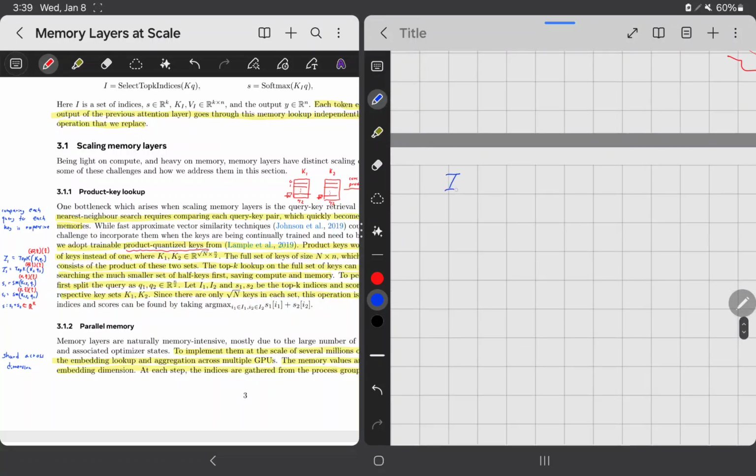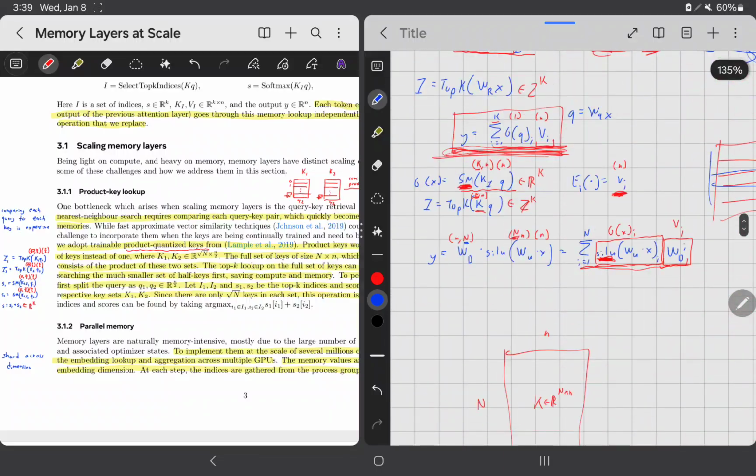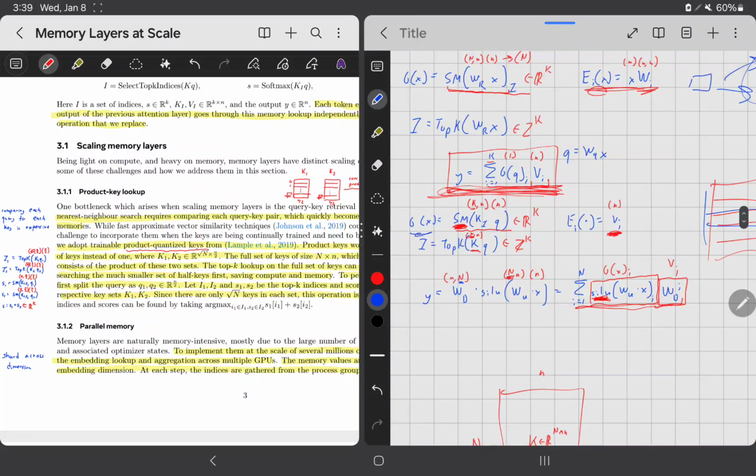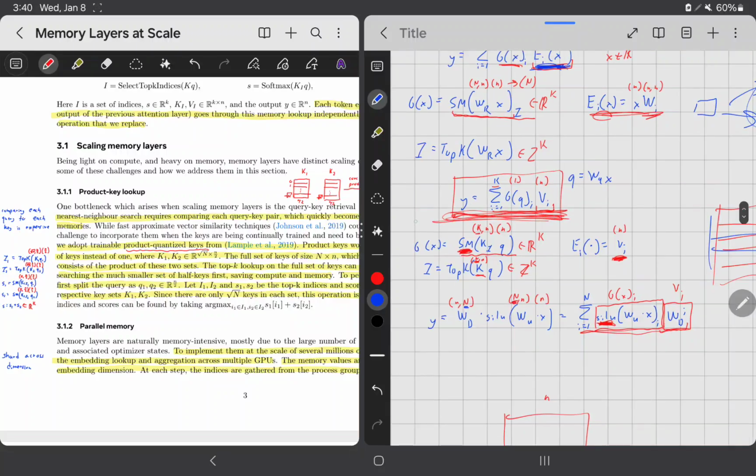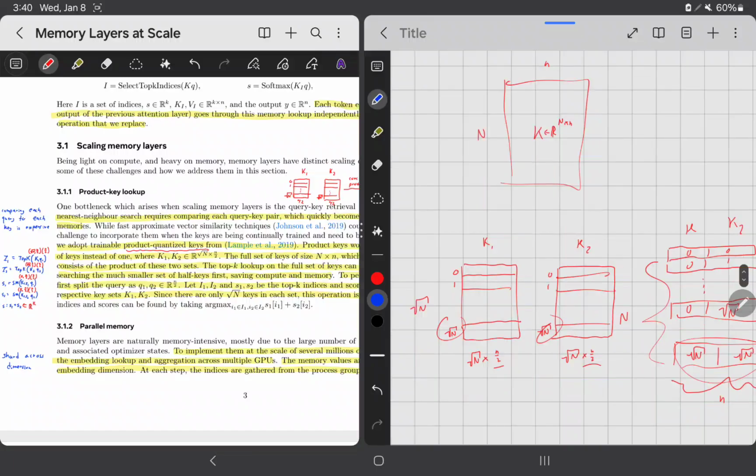So you first need to index. The three operations we have here are: first index, then compute the gate function, which they call S, by the way. So the gate weight is S. And then the third part is multiply those by the values.